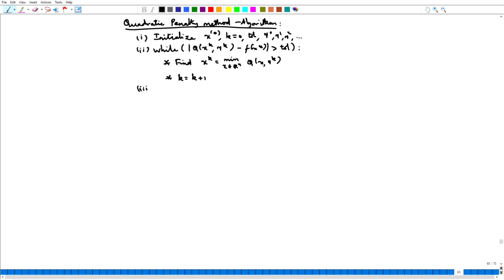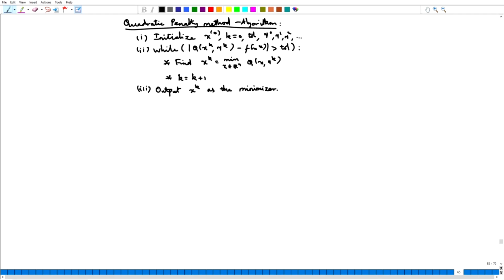Now, when this condition is satisfied, you come out of the loop and you output x_k as the minimizer. Okay, so this is roughly the algorithm.